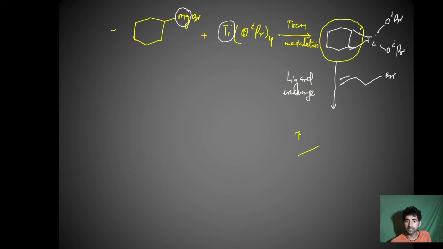Now this is titanium. This is isopropoxide. This is again isopropoxide. Now in place of this ligand we have this type of ligand. So this is the ligand exchange which takes place over here. And to this carbon we have attached 1, 2, 1, 2, and we have bromine over here. So this is how ligand exchange takes place. So what happens in the next step?